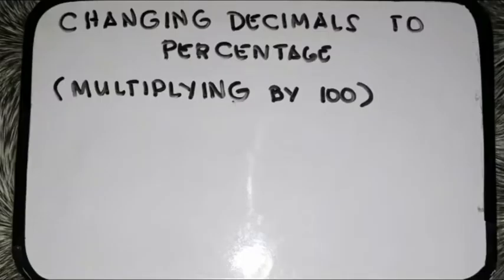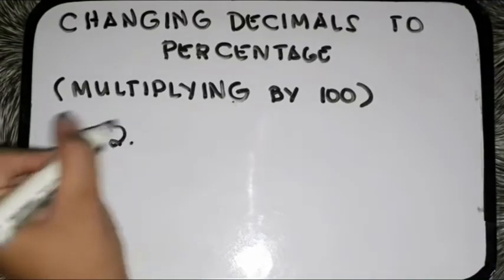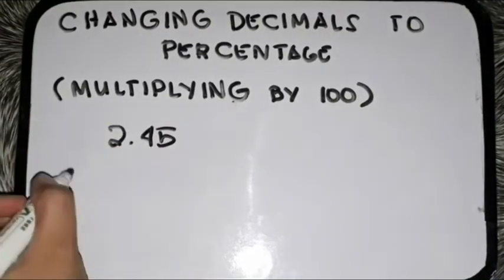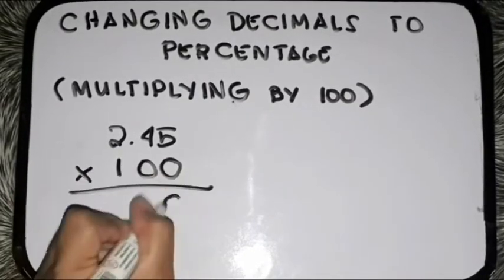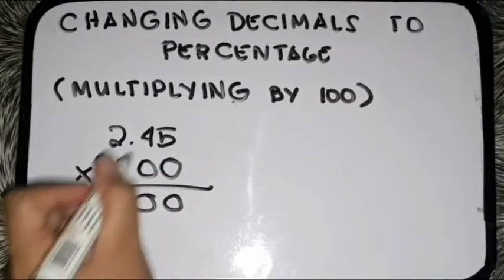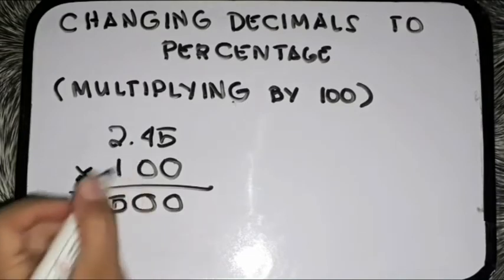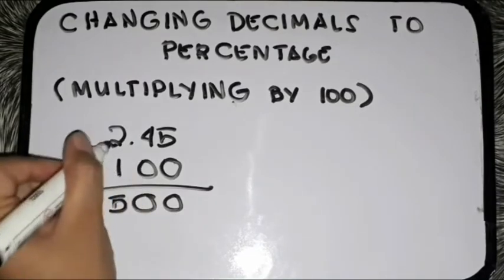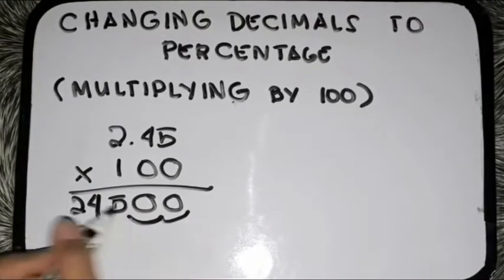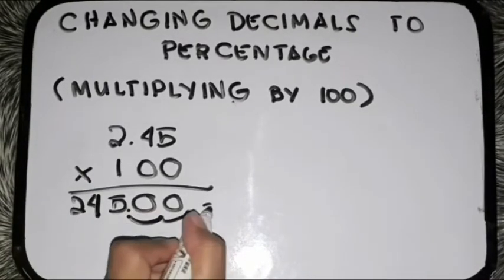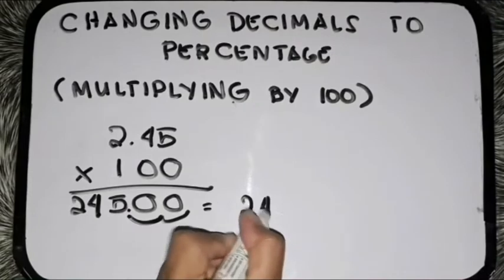Let's solve. Changing decimals to percentage, multiplying by 100. The given is 2 and 45 hundredths times 100. So, the answer is 24,500. Move the decimal point 2 places to the left. So, the final answer is 245%.